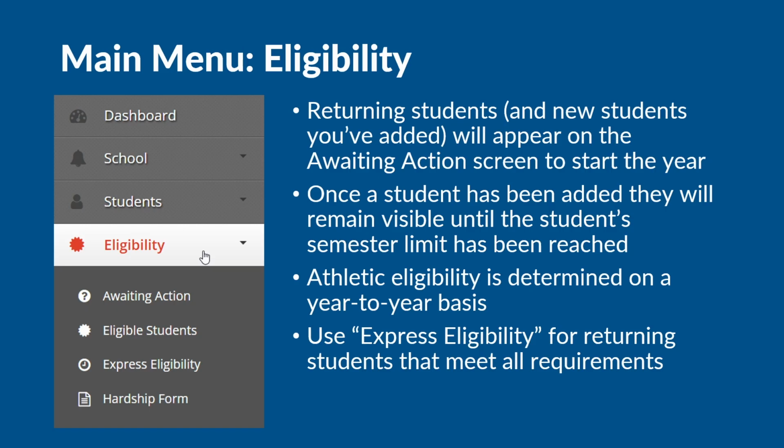Students are visible in your portal for the number of semesters they are eligible to participate based on the year entered ninth grade provided when the student was added. We should also remind you that athletic eligibility is determined on a year-to-year basis. So at the start of the school year, all your returning students will appear ineligible in the portal. That's where the express eligibility option comes in handy.